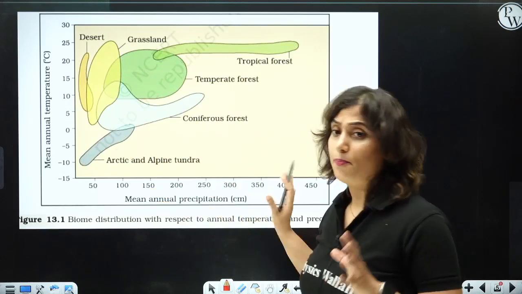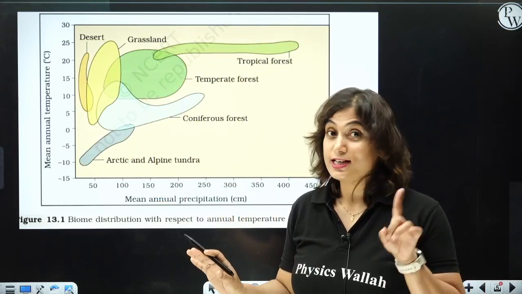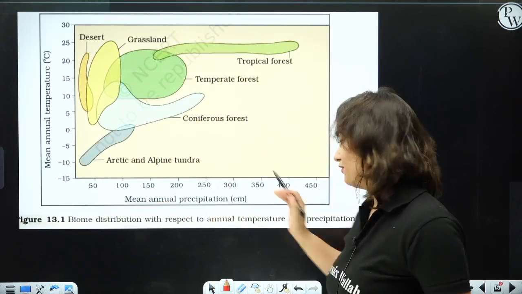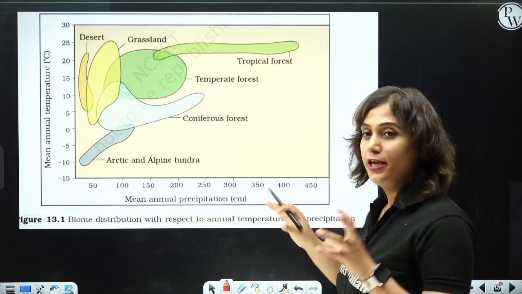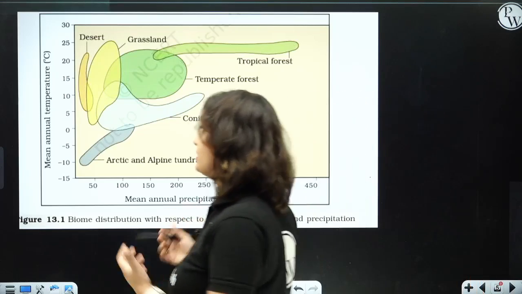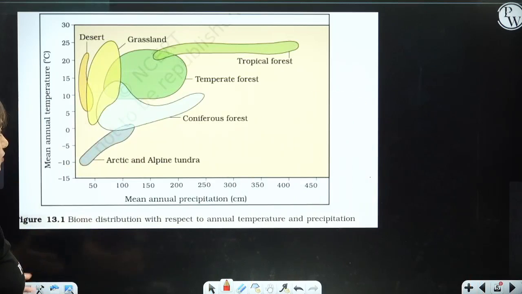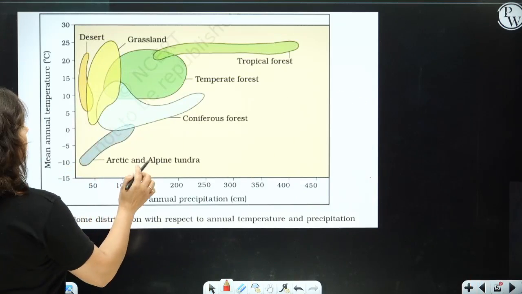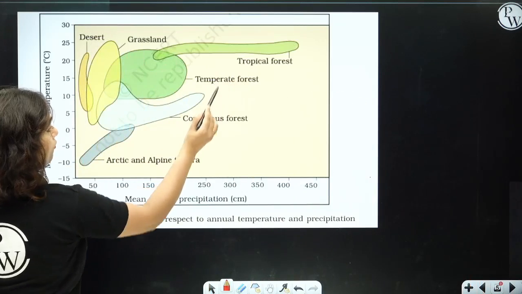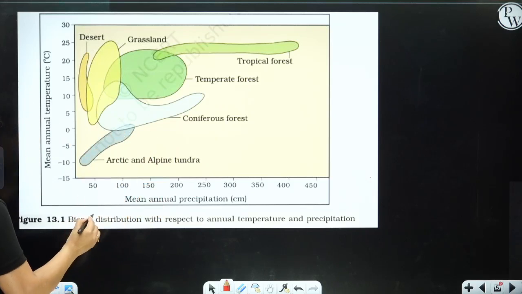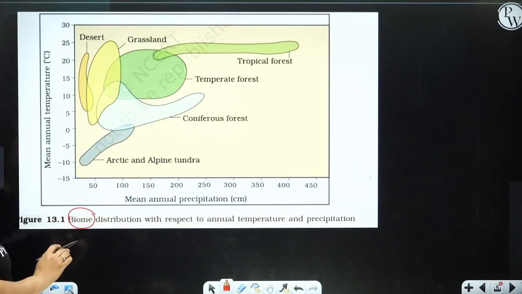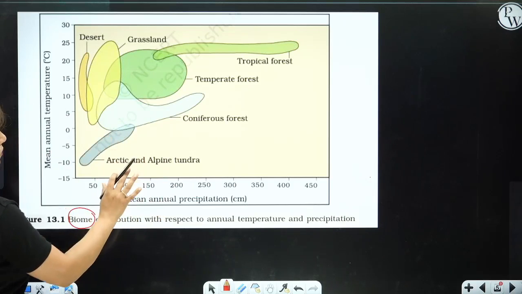These are the different biomes given over here. Let's understand what this diagram is trying to say, because this is a diagram of NCERT, so it's important. Here you can see, beta, that there are 1, 2, 3, 4, 5, 6 kinds of biomes. So there are 6 different kinds of biomes given in this diagram.